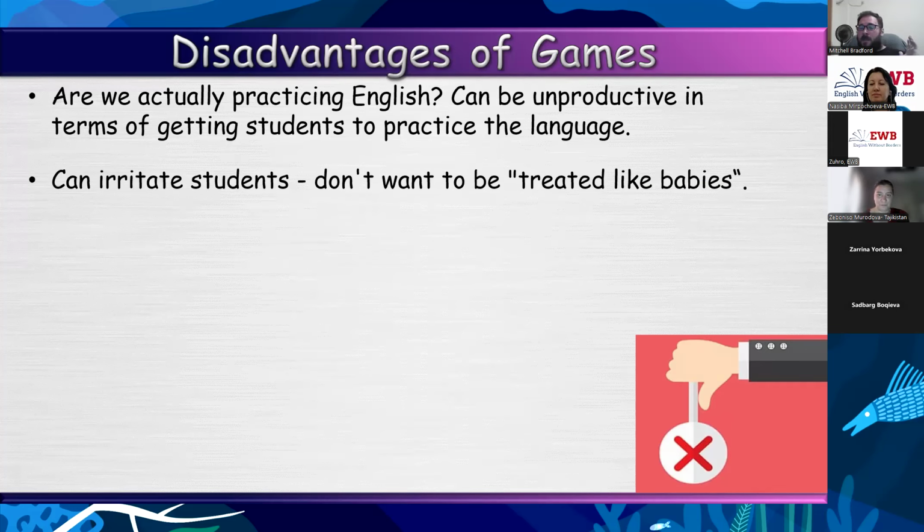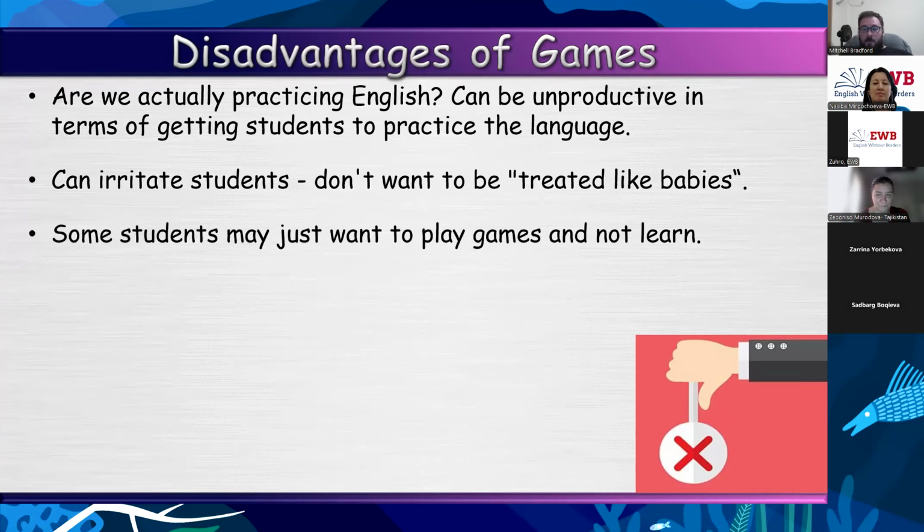Some students don't want to be babied. You can have this especially in middle school or high school, where the kids think they're too cool. I think sixth grade is quite bad in China because the kids are about to leave elementary school, and really they can stop school after sixth grade in China. So they think they're too cool for games. Some kids might just want to play games and not learn. They're here for fun, not to learn, not to practice. So that's kind of a downer.